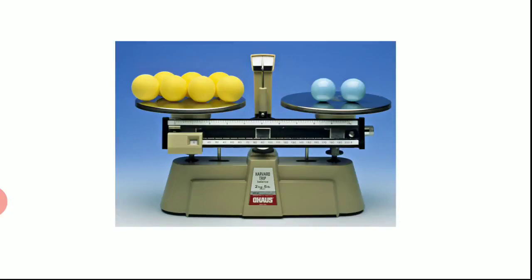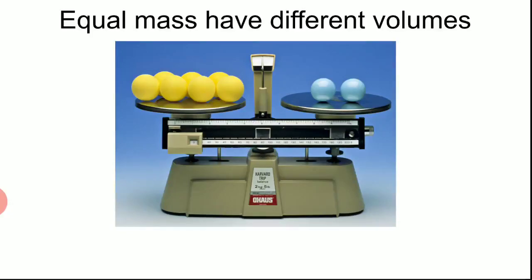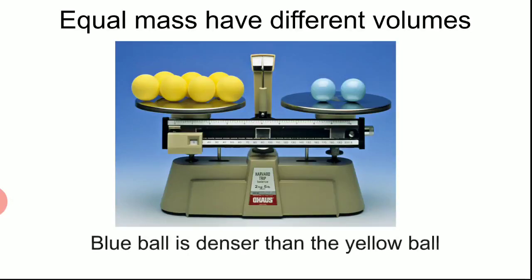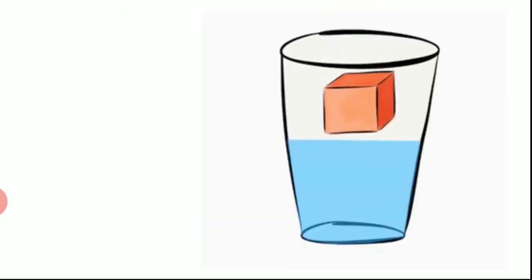But each ball also is of same size, that is same volume. So from this figure, what do we say? That equal mass have different volumes. So we can conclude that blue ball is denser than a yellow ball because 2 balls of blue are weighing equal as 7 balls which are yellow. So let me give one more example.